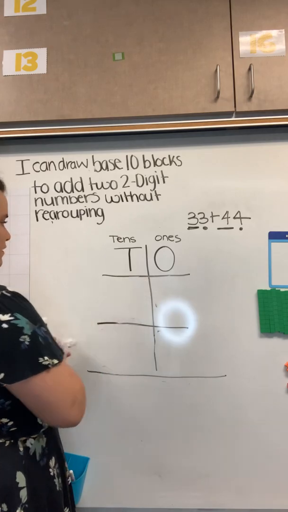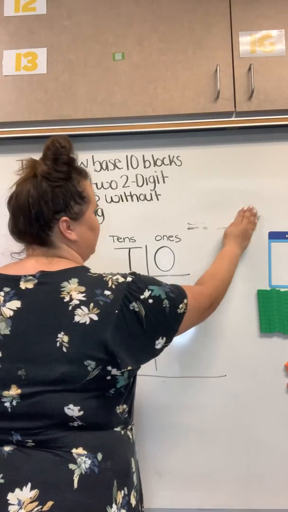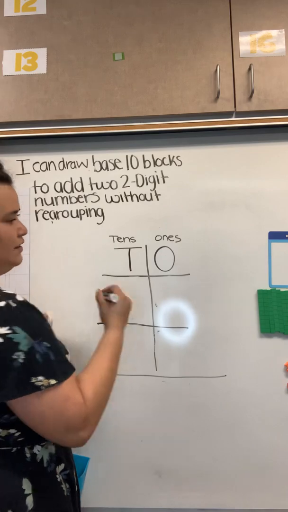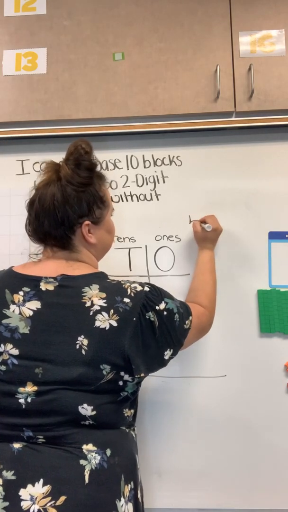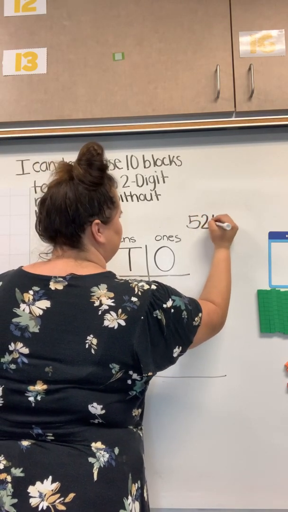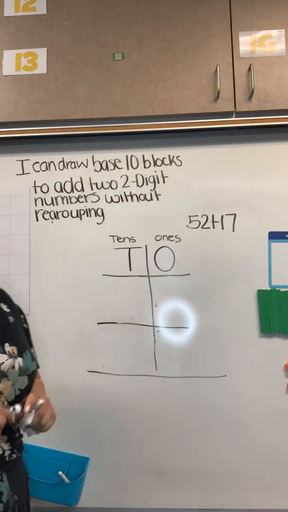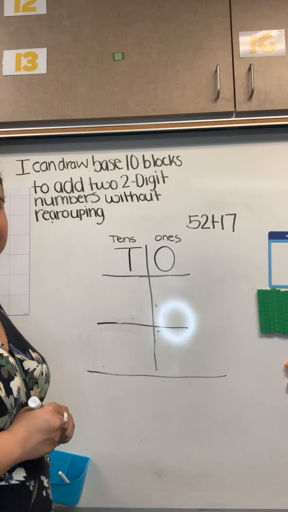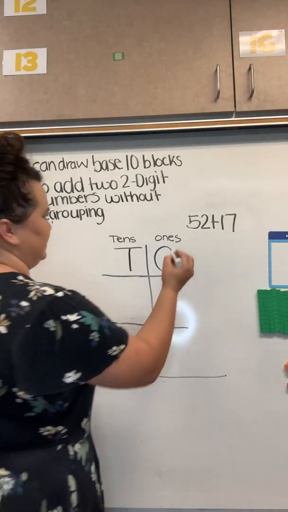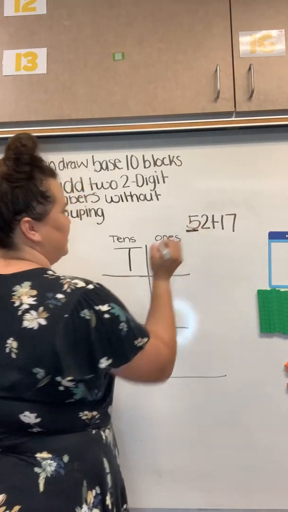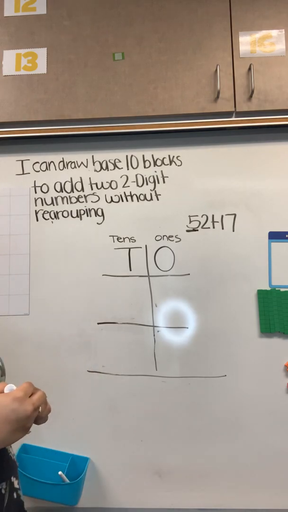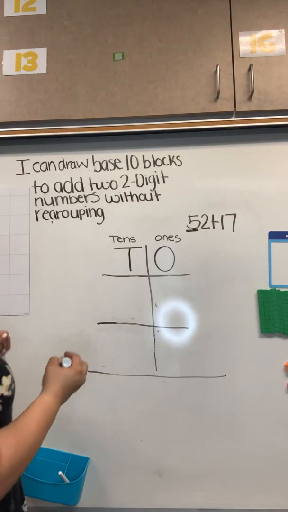All right. So let's do 52 plus 17. So what's the first thing that we need to do? Yes, we need to look at our tens in 52. How many tens does 52 have? 5, good job.